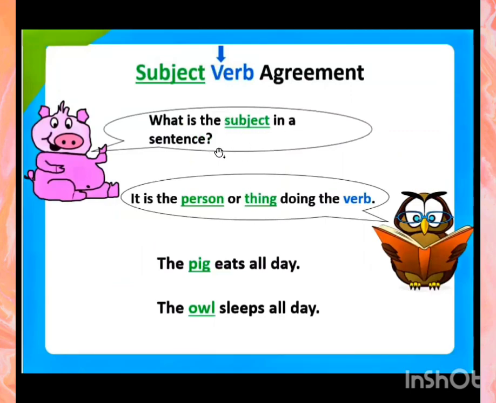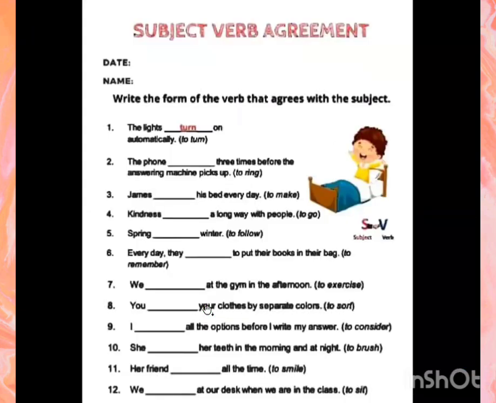What is the subject in a sentence? It is the person or thing doing the verb. The pig eats all day. Who is doing the action? Who is performing the action? Or who is doing the work? The pig is doing the work. So pig is the subject. The owl sleeps all day. Again, who is doing the action? Owl. So owl becomes the subject, wherein sleeps is the verb. Eats agrees with pig and sleeps agrees with owl. So it becomes subject-verb agreement.